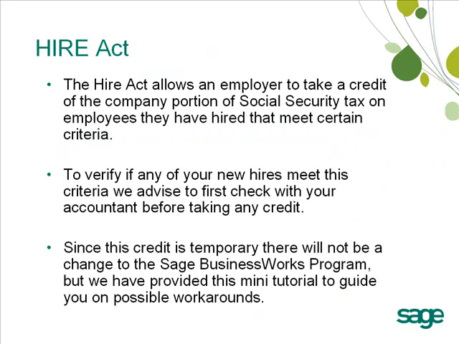Businessworks. The Hire Act allows an employer to take a credit of the company portion of Social Security tax on employees they have hired that meet certain criteria. To verify if any of your new hires meet this criteria, we advise you to first check with your accountant before taking any credit. Since this credit is temporary, there will not be a change to the Sage Businessworks program, but we have provided this mini tutorial to guide you on possible workarounds.